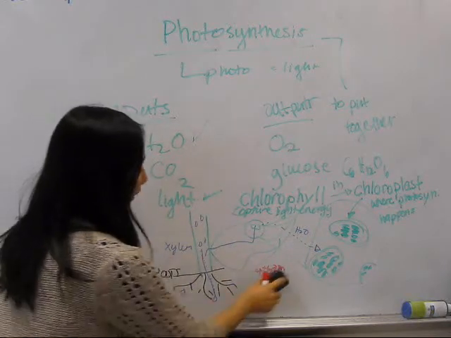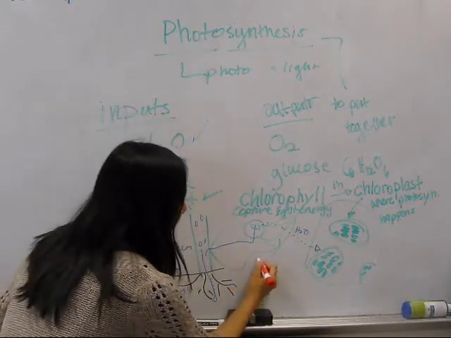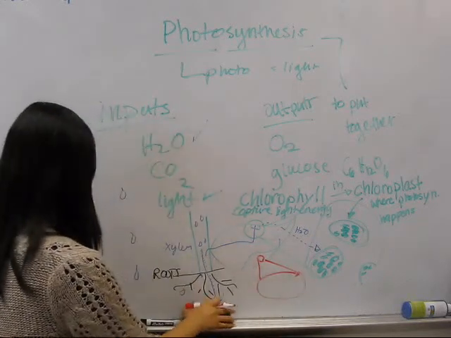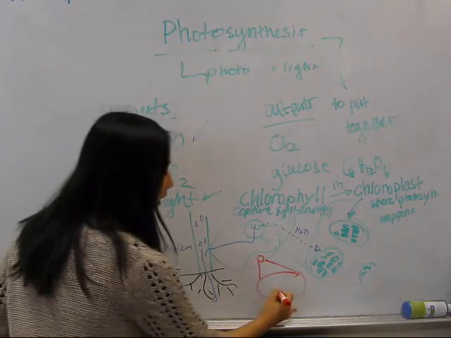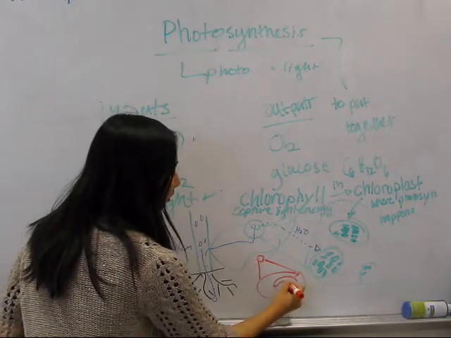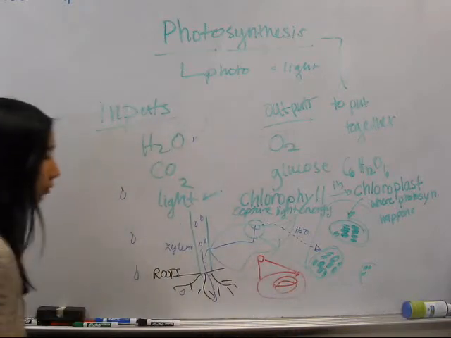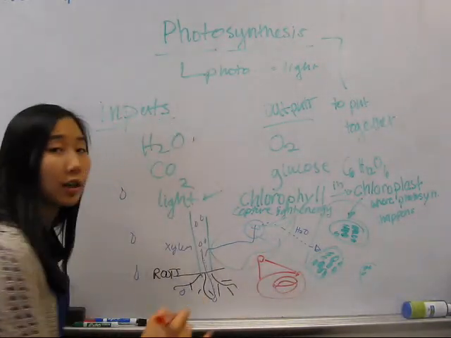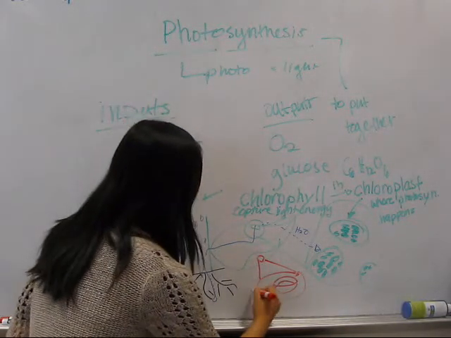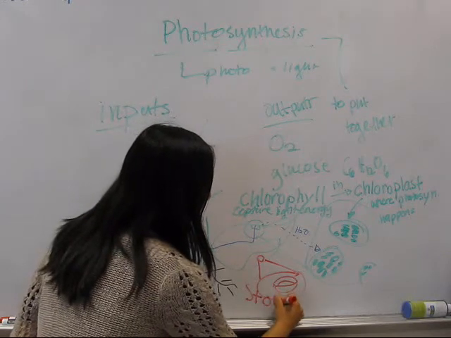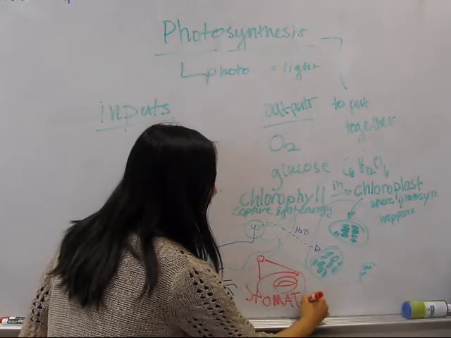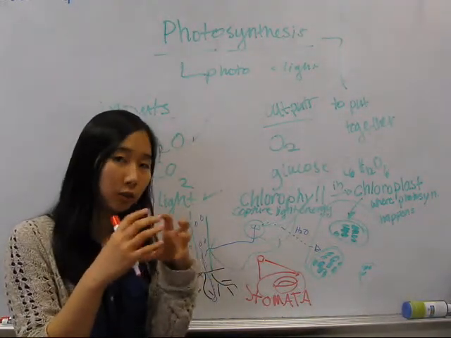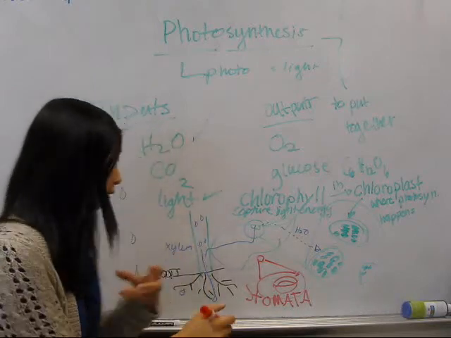All right, so let me zoom in at the bottom of my leaf. At the bottom of my leaf are these pores. They look like little mouths. Okay, and there's a little hole in the middle of it. And this special pore is called a stomata. S-T-O-M-A-T-A. And the stomata is literally like a little tiny doorway for gases to go in and out of.